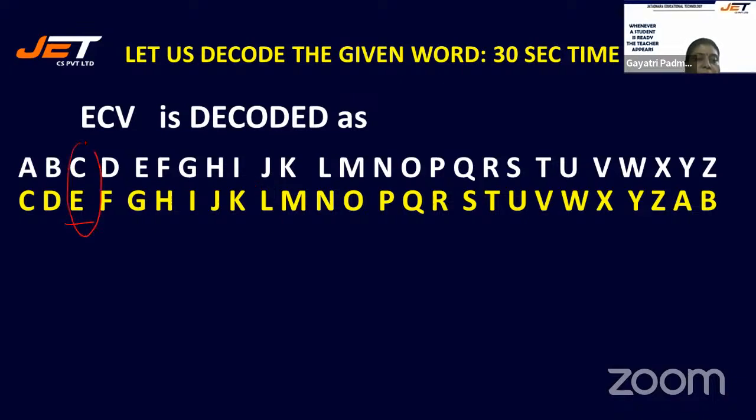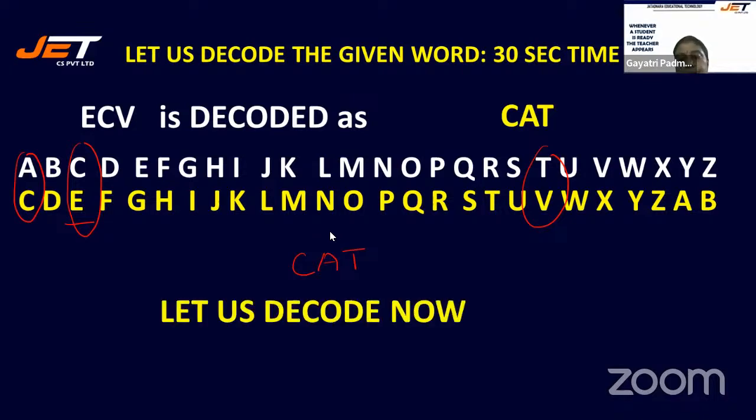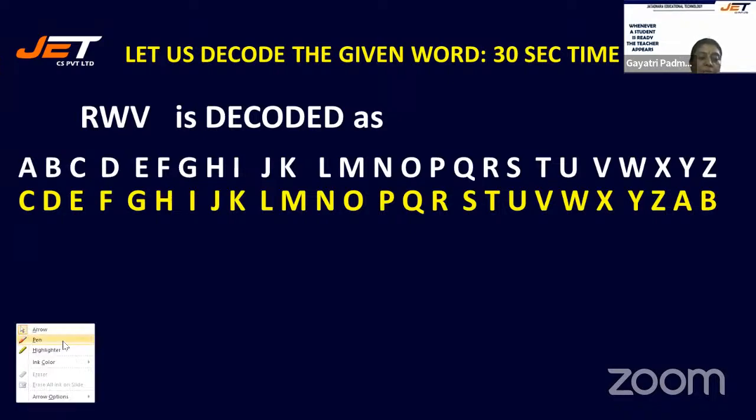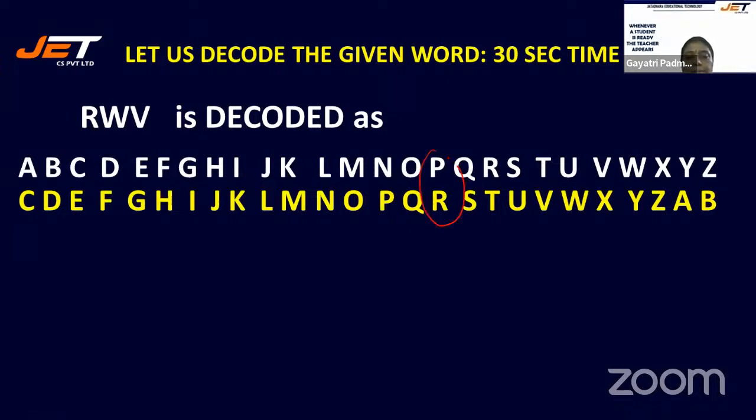So E is C. C is A. And how about for V? It is T. Yes. So it is C, A, T. Fine. This is how the decoding is done in this. All right. Now let us decode RWV. Fine. So here R is P, W is U, V is T. Fine. So it is PUT.